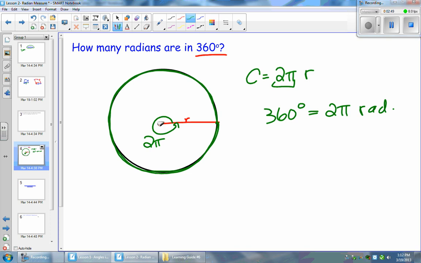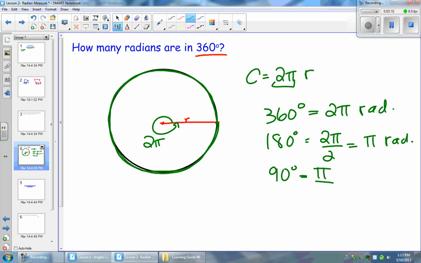From here we can derive other measurements. So 180, which is half of 360, is going to be 2 pi over 2, which simplifies to pi radians. So there's another relationship there. We can keep going here. Half of 180 is going to give you 90, and that's going to give you half of pi. So pi over 2 is equal to 90 degrees. If we keep going here, 45 degrees is equal to pi over 4 radians. That concludes my lesson on what a radian measure is.